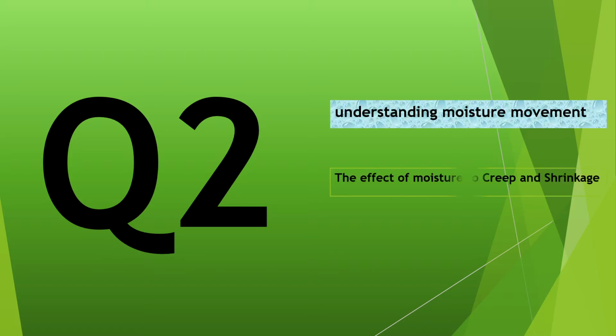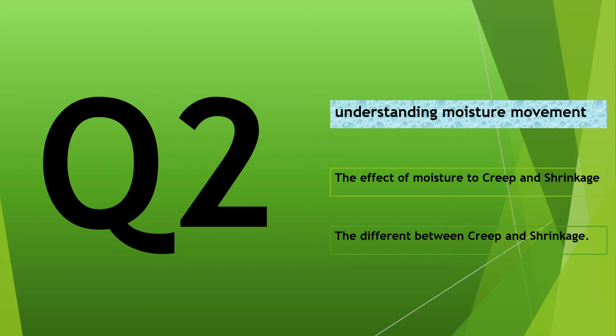This is question 2 of my assignment, and it's talking about moisture movement as a factor that affects creep and shrinkage. So illustrate, elaborate, figure out, and tell how this moisture movement affects creep and shrinkage and the difference between them.